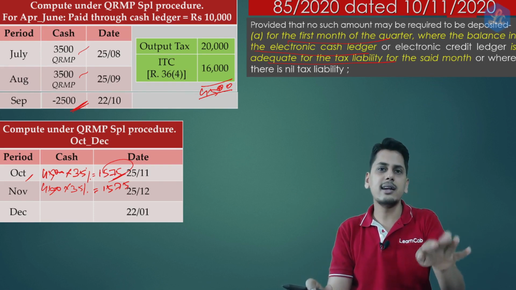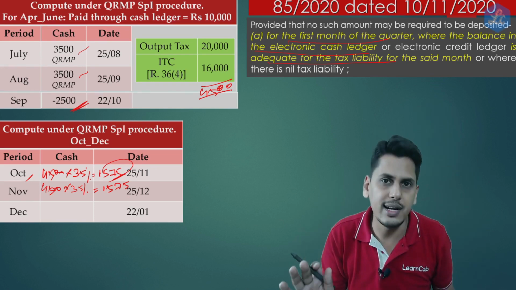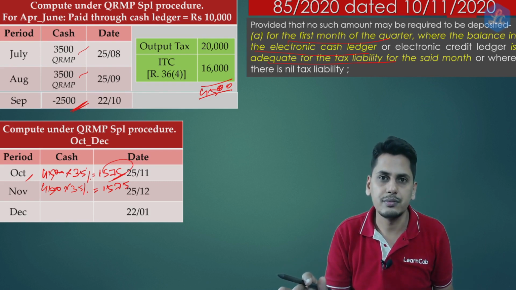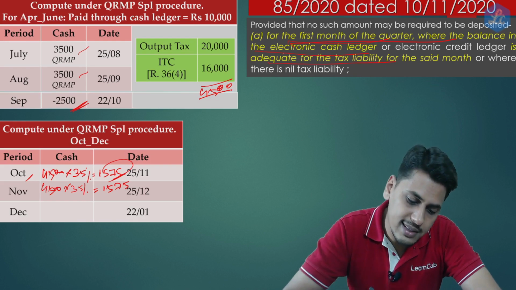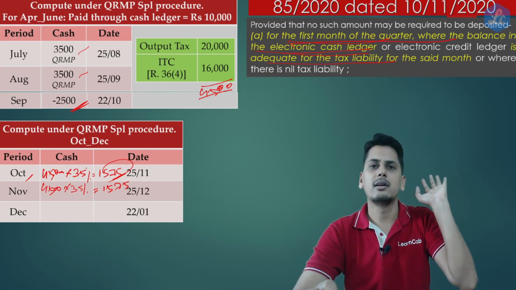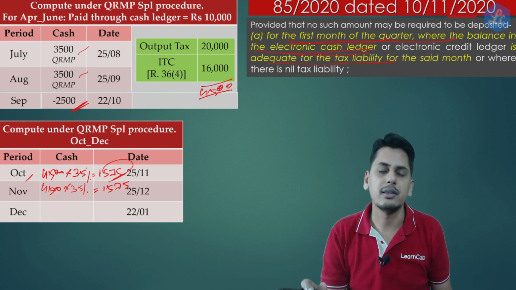There is nothing such adjustment which is going to take place in the portal. It only says that if your cash ledger balance is sufficient, you need not make any additional deposit. This is what the law tells. You can have a look. For the first month of the quarter where the balance in the cash ledger is adequate, deposit is not required to be made. Now this is for the first month.